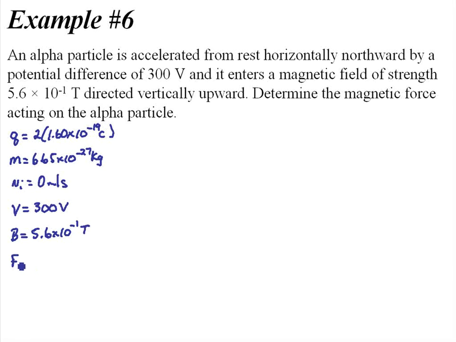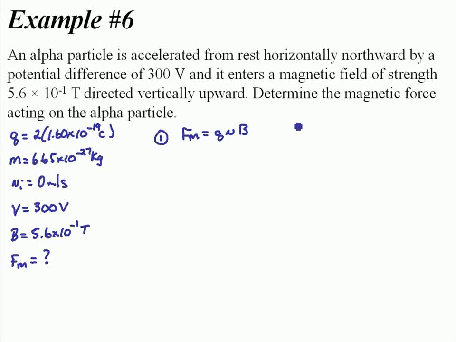We want magnetic force. When I get lots of information and I need more than one formula, I tend to write my information off to the side. So then I could take out my formula sheet and start searching for formulas. I'm going to start with my magnetic force of a charged particle, because that's what they're referring to. Magnetic force equals QVB. I have the charge. I have the magnetic field. What I don't have is the velocity.